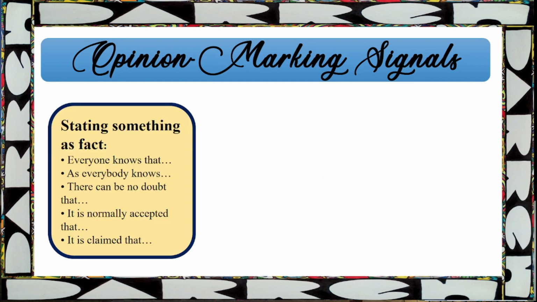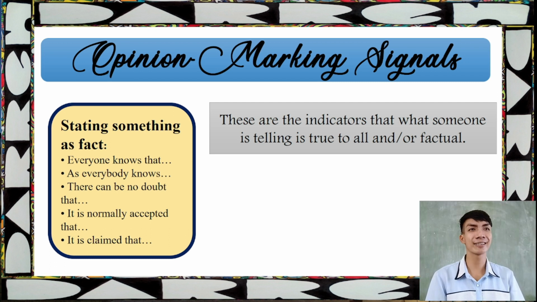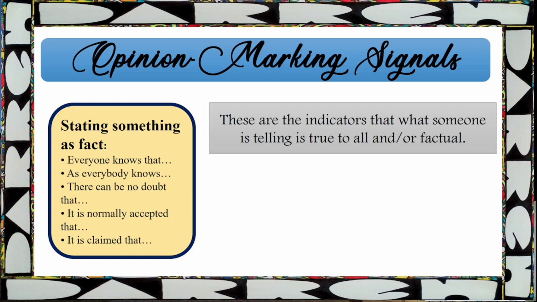Third, stating something as fact. These are the indicators that what someone is telling is true to all and/or factual. Weird, isn't it? Opinion, then stating something as fact. This just means that the speaker is talking on behalf of everybody. He is generalizing it. You could use: everyone knows that, as everybody knows, there can be no doubt that, it is normally accepted that, and it is claimed that.